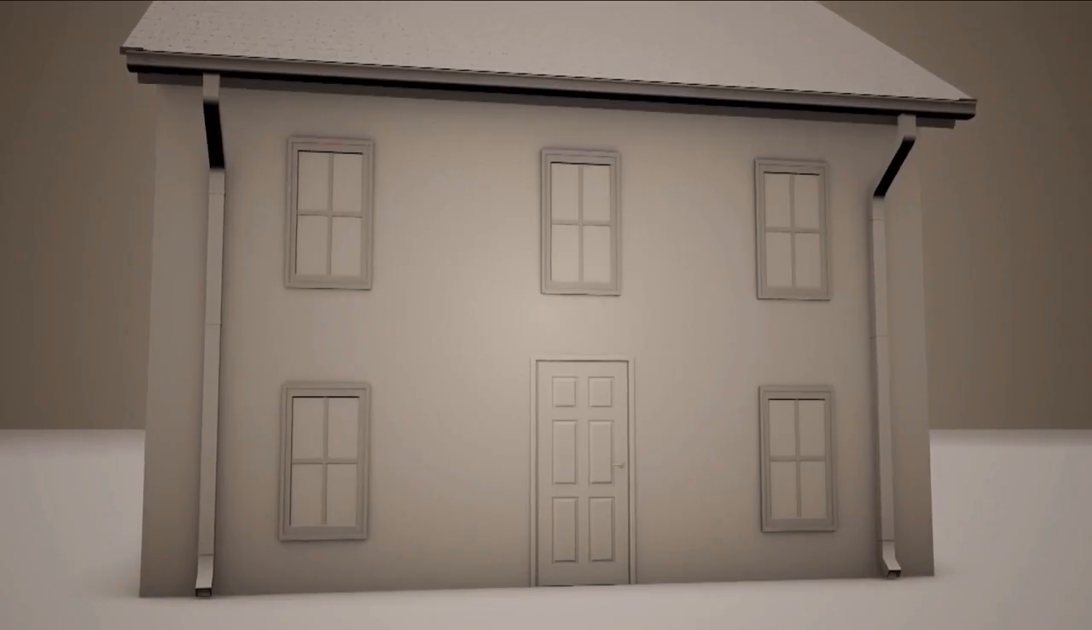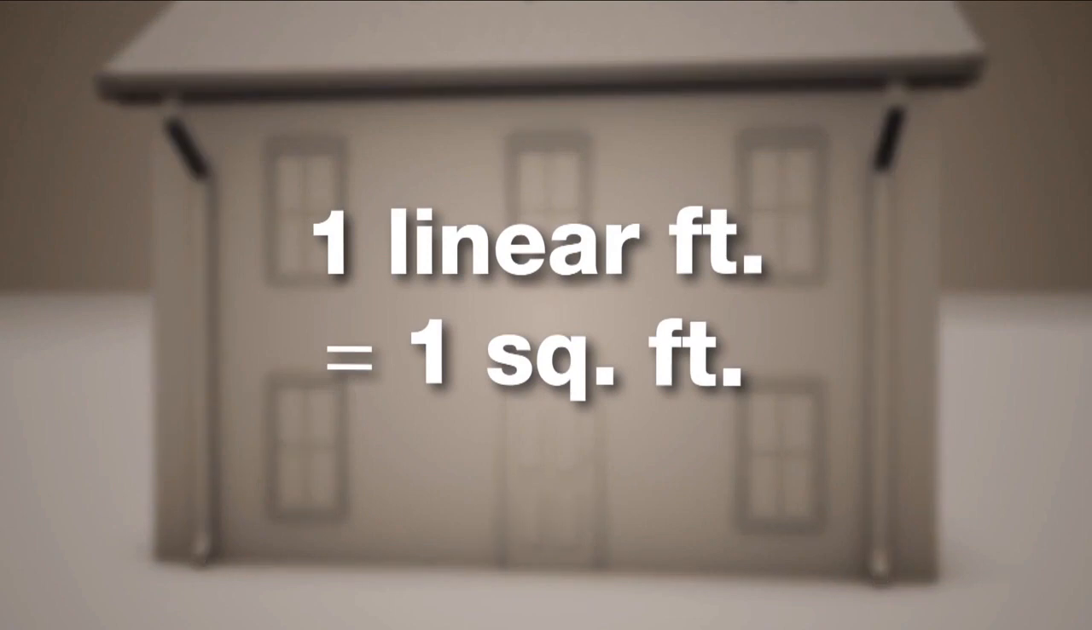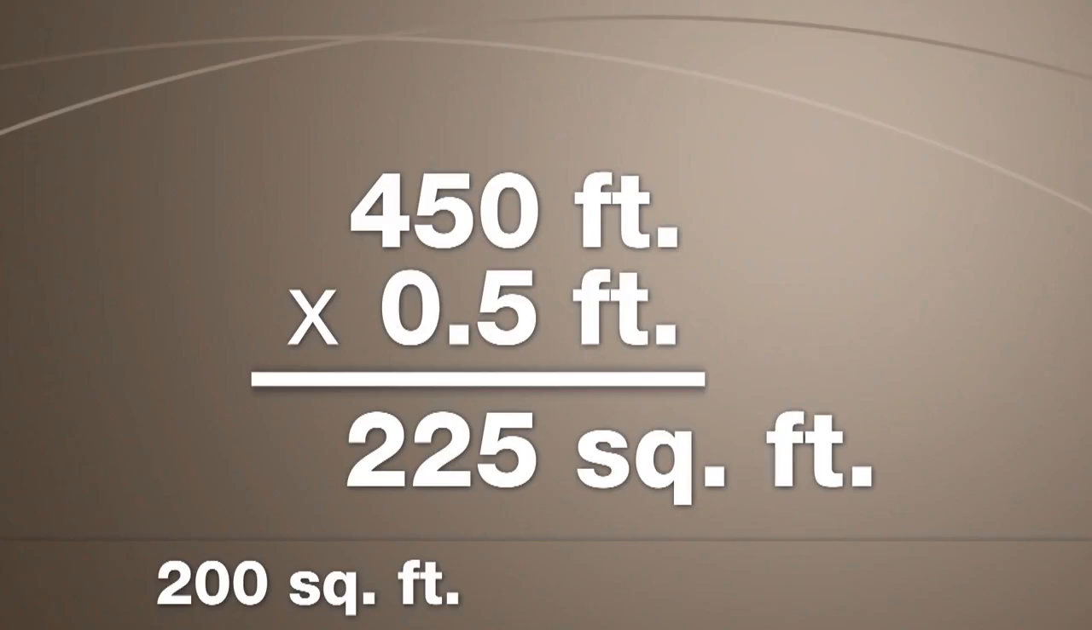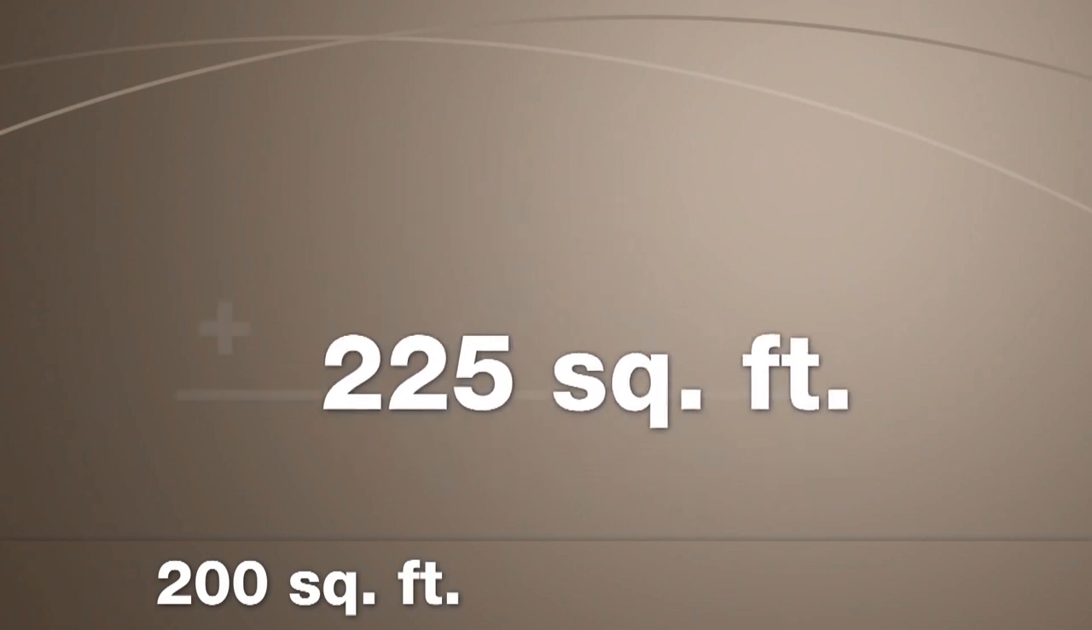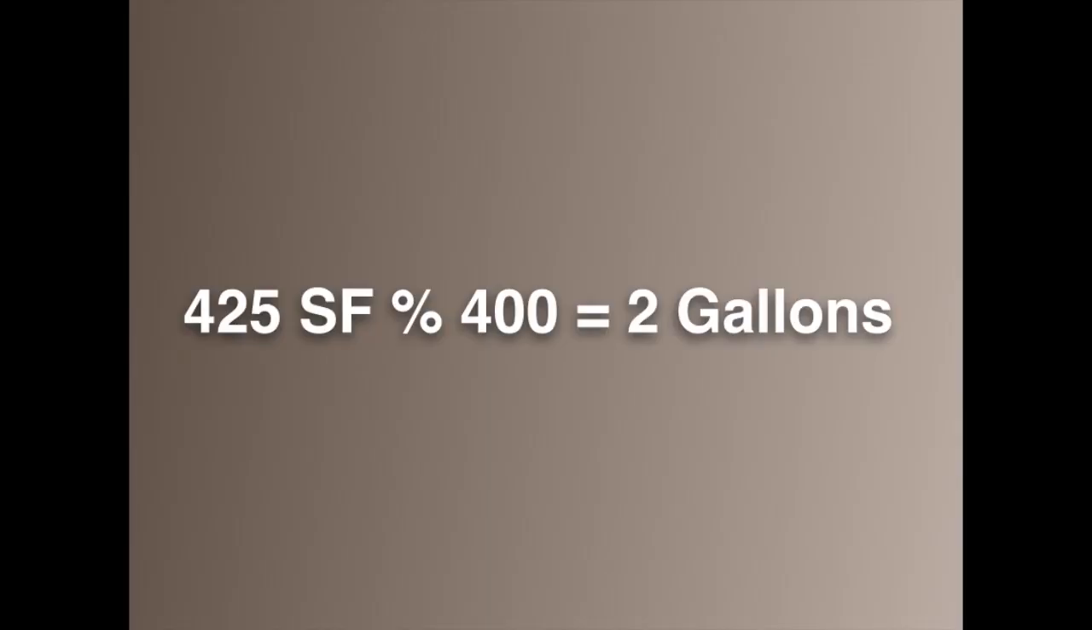For downspouts and gutters, measure the linear feet of the gutter and downspouts and multiply by 1 to get the square footage of the surface area. Add these figures together to establish the trim surface area that needs to be painted. Then divide this square footage by the amount of coverage per gallon. This will give you the amount of gallons required to paint the exterior trim surfaces.